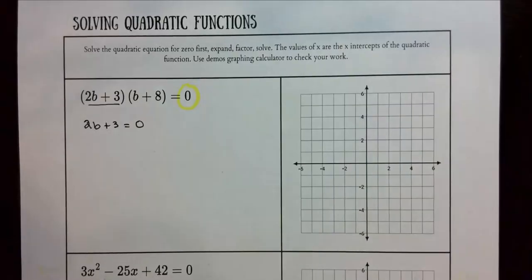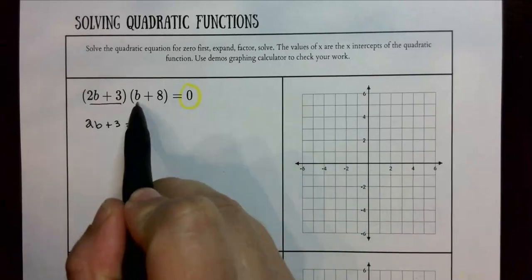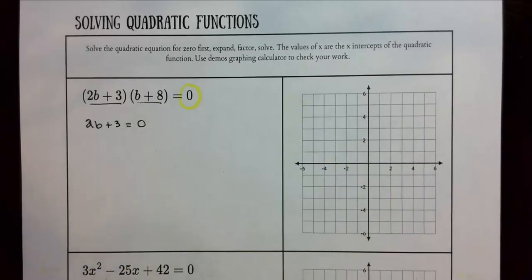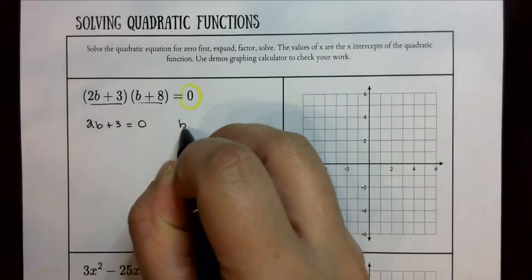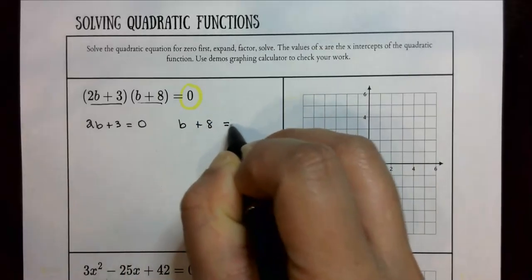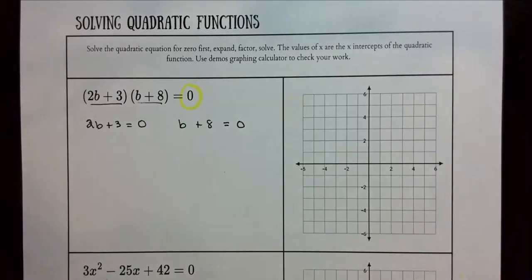And since we have two parentheses, I'm going to do the same thing with the second parentheses. So inside the second parentheses, I have b plus 8. I'm going to take b plus 8 and set it equal to 0. Now what I have is two smaller equations. We're solving for b in both of them. Once we have that answer is our y-intercept on a graph. So we should be able to plot it on the x-axis. So let's solve first and then let's plot.